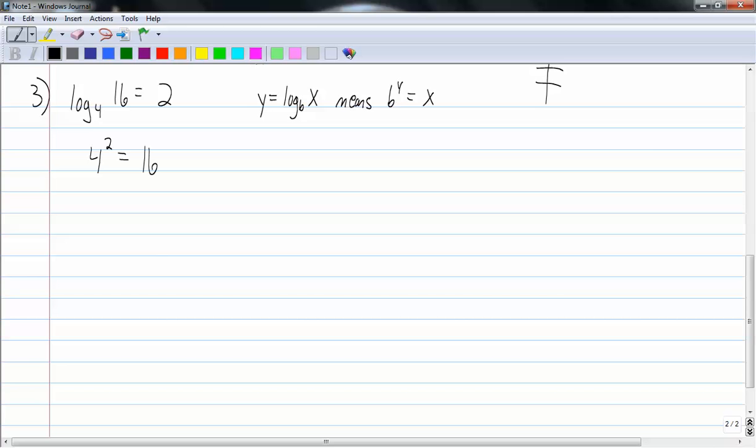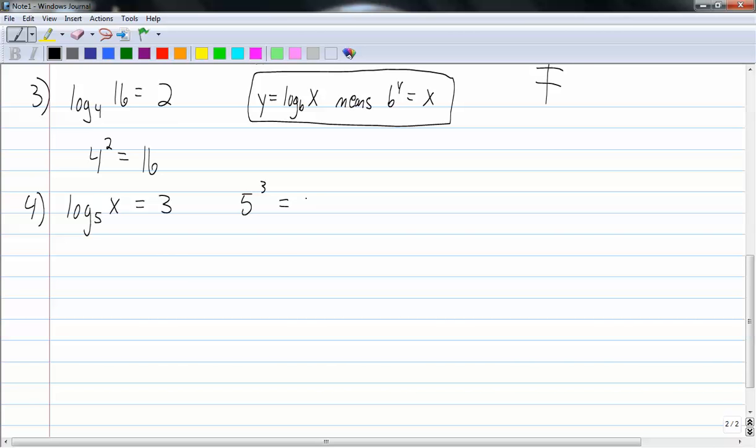But to remember how to do that one, the key is this right here. So I would write that down as many times as you need to until you can remember that formula there. All right, number 4. The directions are the same for number 4. Log base 5 of x equals 3. We want to change this to exponential. So 5 to the third power equals x. All right, and that is B, as in beta.